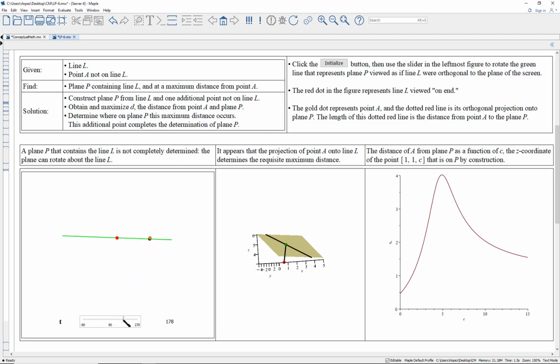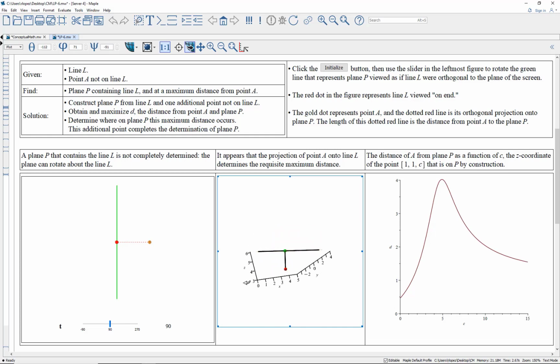And the thing that struck me was that the maximum distance appears to be when you have orthogonality here. And this figure came after I had constructed some stuff. This is the point A. That's the line. The point where you get this maximum distance does appear to be the projection. It turned out to be true. And this is a graph of the distance. It does have a maximum.